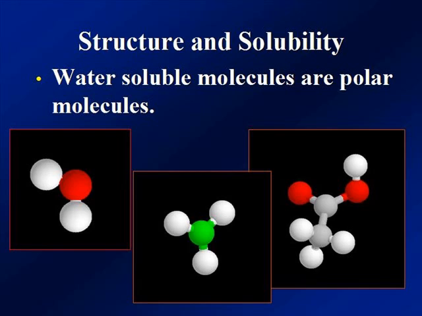The center molecule with the green center, BH3, would not be soluble in water because, based on its structure, it is nonpolar. The molecule to the right of that, CH3COOH, would be soluble in water because its structure is polar.